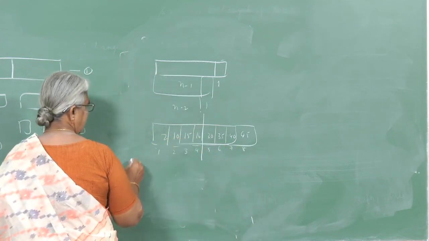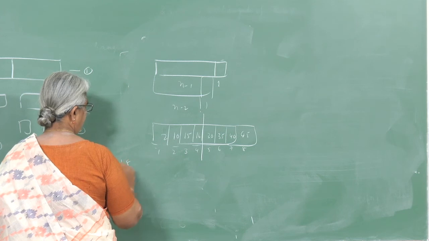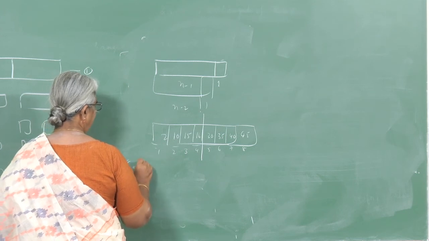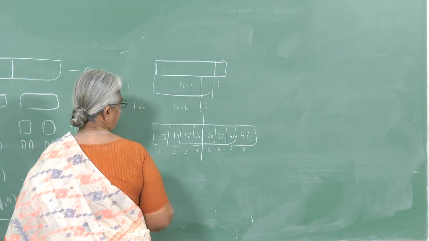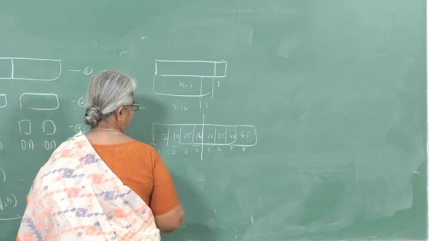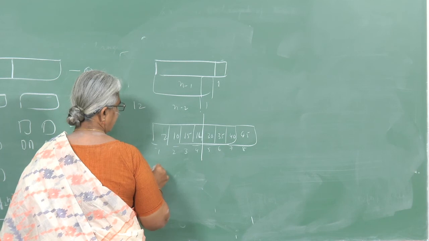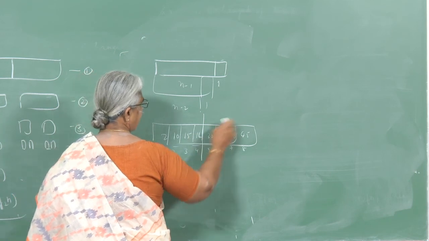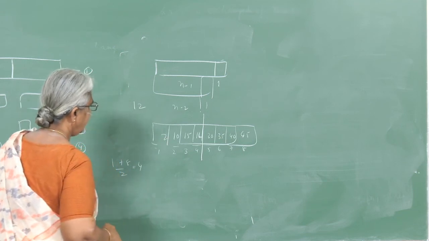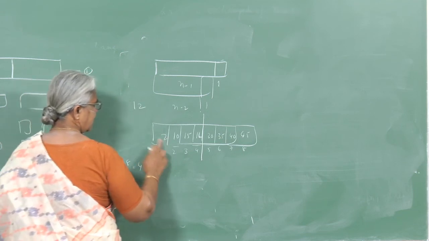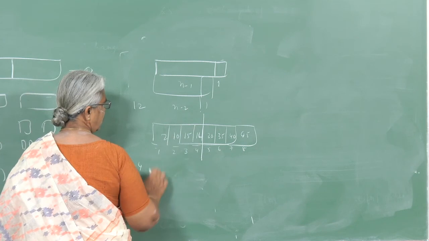Find the index of the middle element, which is 1 plus 8 by 2, which is equal to 4, and then let us say I have been given the key 12. I compare it with this middle element. Clearly, it is greater than the middle element. That means it is not likely to be found in the left of the array. It is likely to be found only in the right of the array. So, I can restrict my search to only this part.